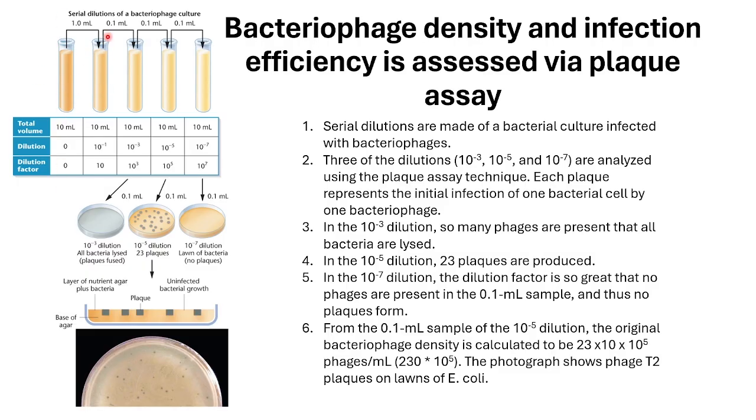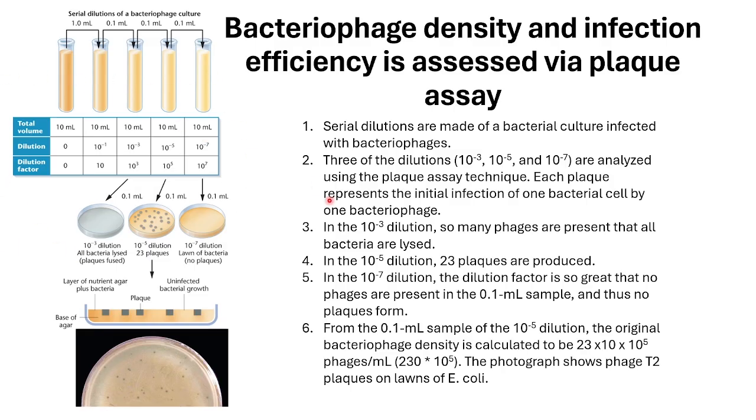And then we can make a number of serial dilutions. So the first dilution that we're making is just a 1 to 10 dilution. And then in this example, they're doing 1 to 100 dilutions after that. So we've got 10 to the negative 1, 10 to the negative 3, 10 to the negative 5, 10 to the negative 7. Okay, so you've got a bunch of different dilutions.